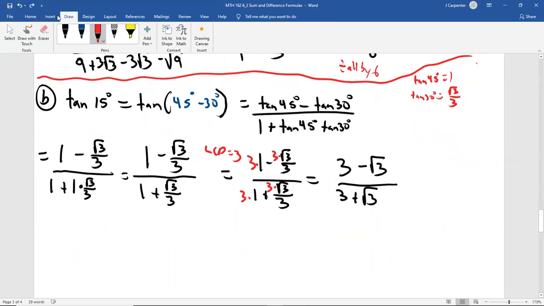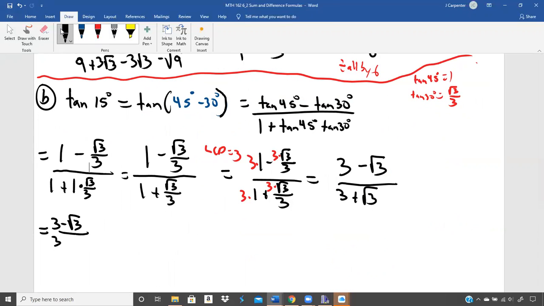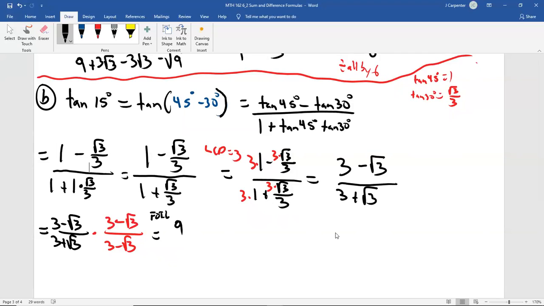There we go. So what do we have? 3 minus square root of 3 over 3 plus square root of 3, multiply the top by 3 minus square root of 3, multiply the bottom by 3 minus square root of 3. Top and bottom, the multipliers are the same. And then we just FOIL, FOIL, FOIL, FOIL. We'll go a little quicker this time. For the first, that's 3 times 3, which is 9. In the top. For the outer, that's 3 times negative square root of 3, which is minus 3 square root of 3.